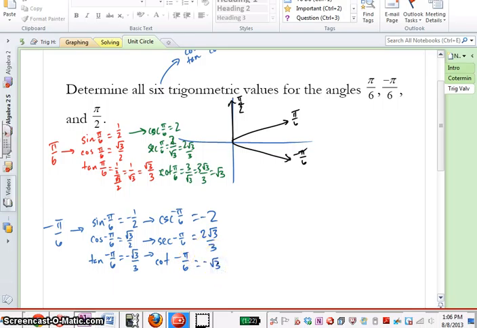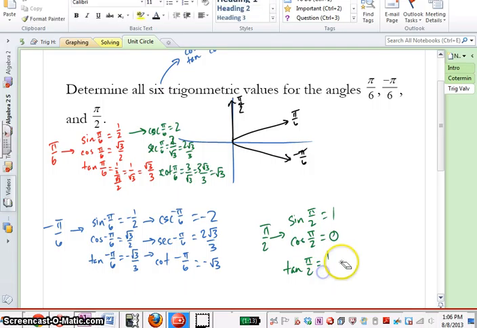And our final angle, pi over 2, we can run through and say, well, looking at sine of pi over 2, it's at the top, which means it has a y-coordinate of 1. Cosine of pi over 2, it's at the top, which means it doesn't move left or right at all, which means it has a value of 0. And tangent of pi over 2 is sine divided by cosine, 1 over 0. Whoa, we can't do that. We divide by 0, and we got some problems. So tangent of pi over 2 is undefined.